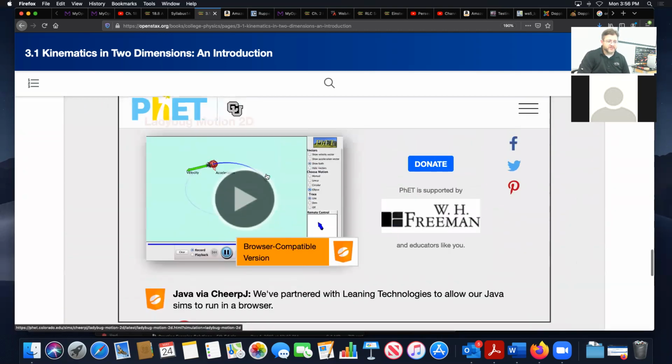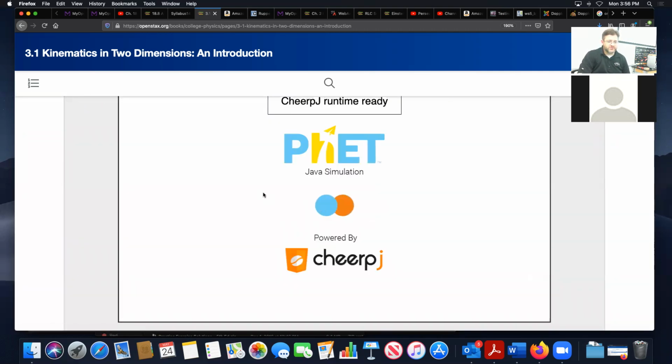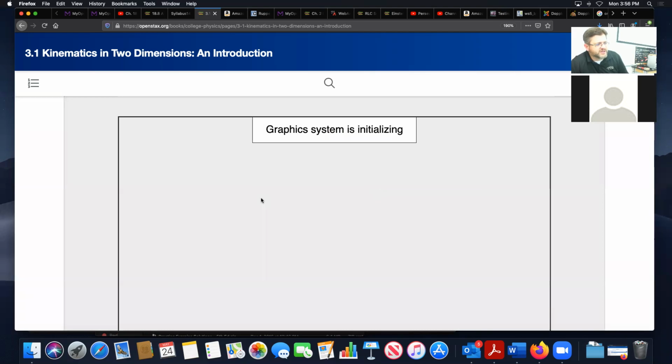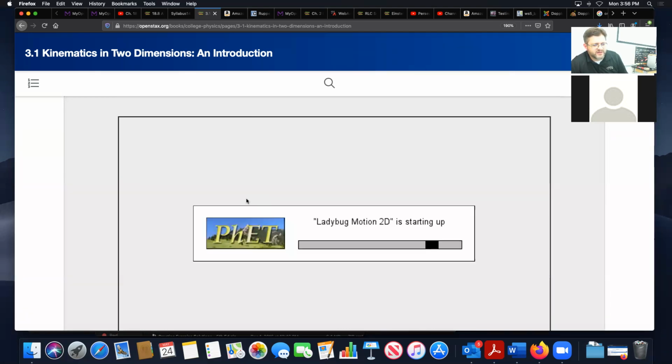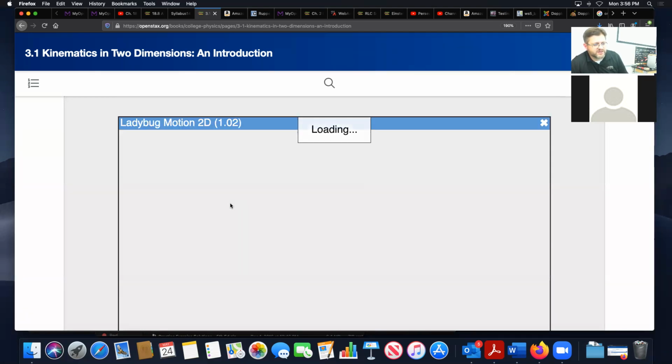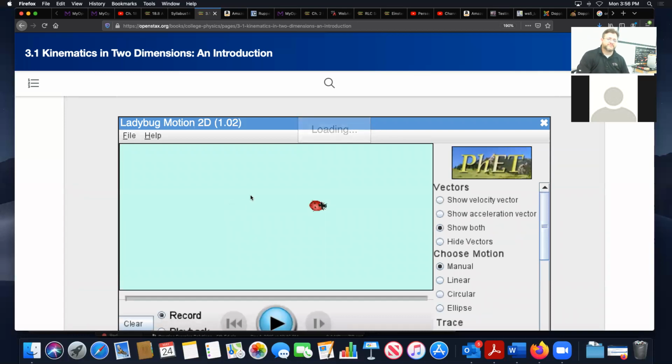Here they have a nice demonstration. You want to get into a simulation. I thought they'd gotten rid of all the Java simulations, but apparently they hadn't quite. Thought they'd moved them all into HTML5. But anyway, you can move this ladybug, and you can actually see vectors. So you're essentially giving it some acceleration and some velocity, and it shows the vectors. So here it has a velocity vector and an acceleration vector.